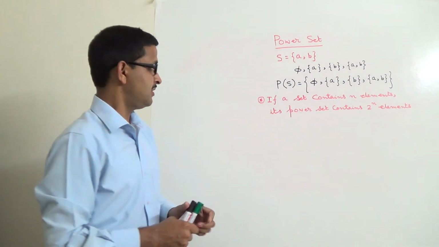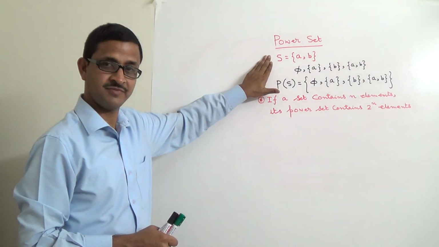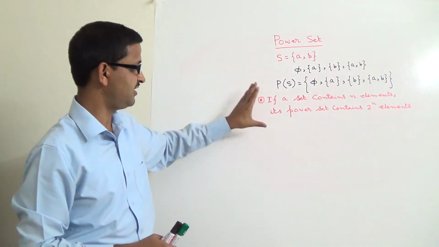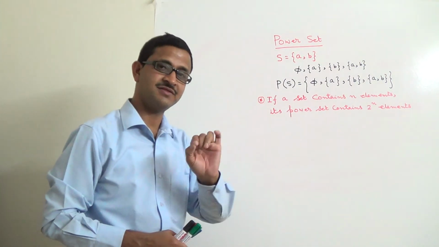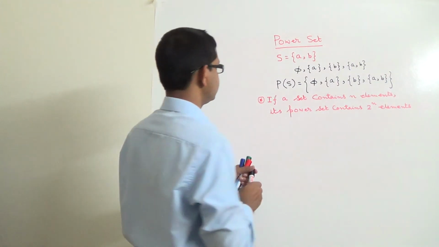Now if you take 3 elements, A equal to {a, b, c}, or 1, 2, 3, whatever, you will find that its power set should contain 2 to the power 3, that is 8 elements. Want to see? Okay, let's have a look.